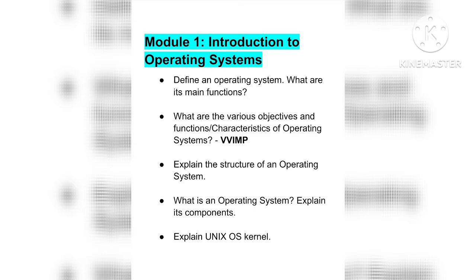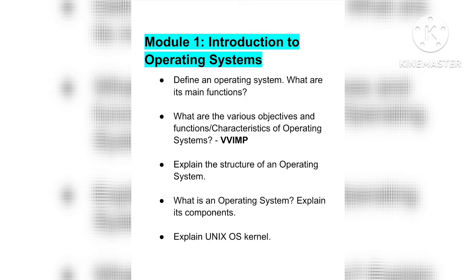Module 1. Introduction to Operating Systems. First, what exactly is an operating system? An operating system is a software that acts as a bridge between the user and the computer hardware. Its main functions include managing hardware, running applications, handling input-output operations, and ensuring security.